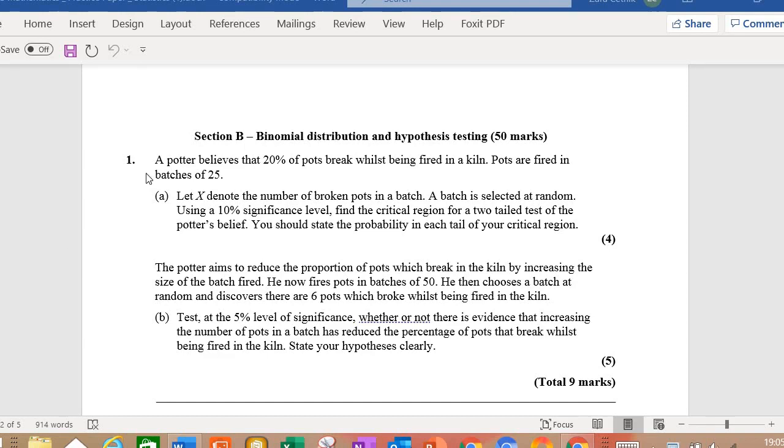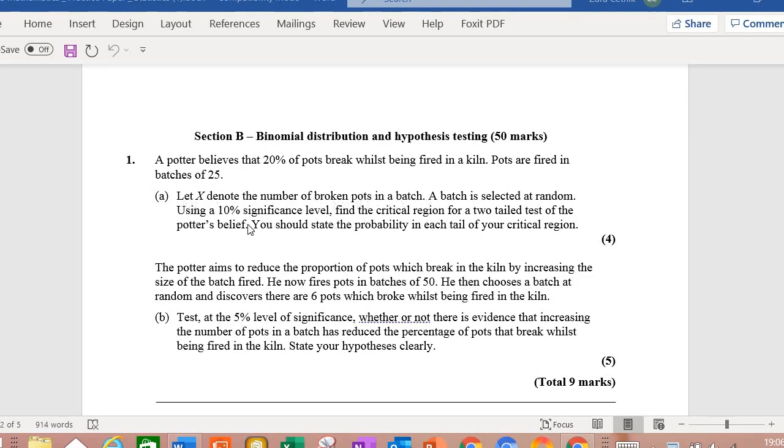Question 1. A potter believes that 20% of pots break whilst being fired in a kiln. Pots are fired in batches of 25. So let's have a look at part A. Let X denote the number of broken pots. So that's our test statistic.